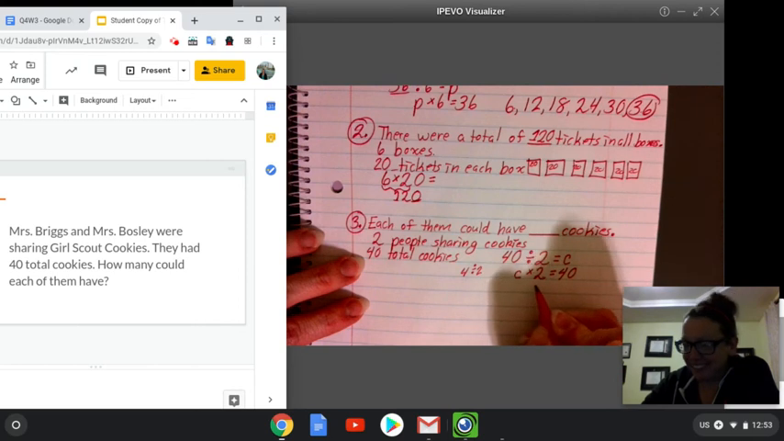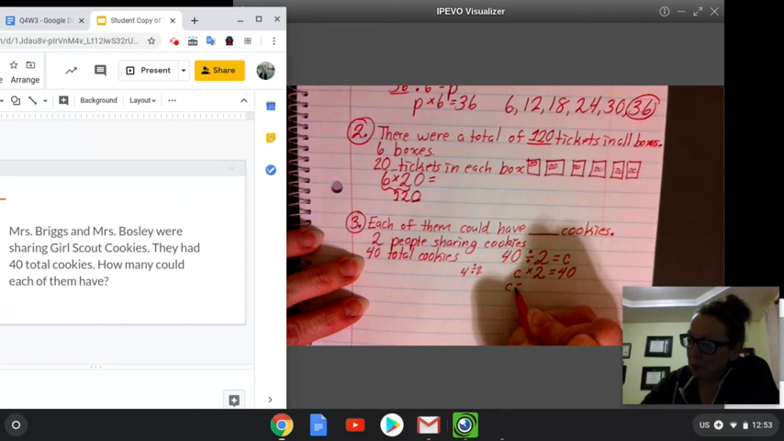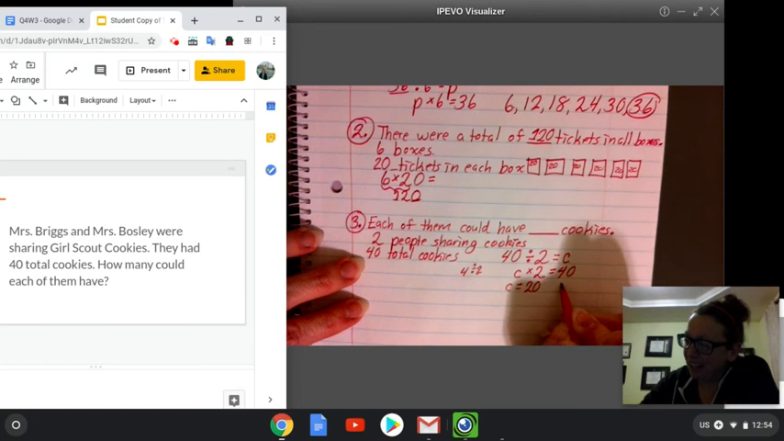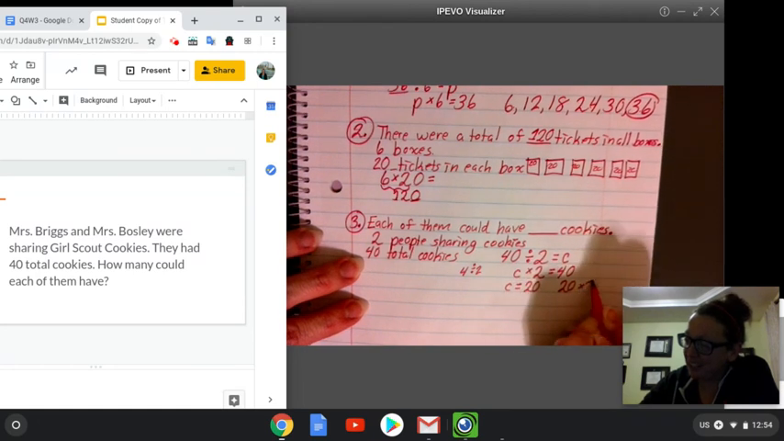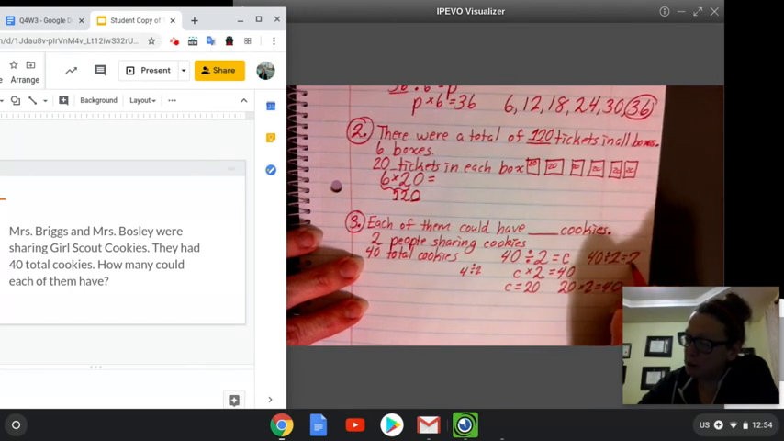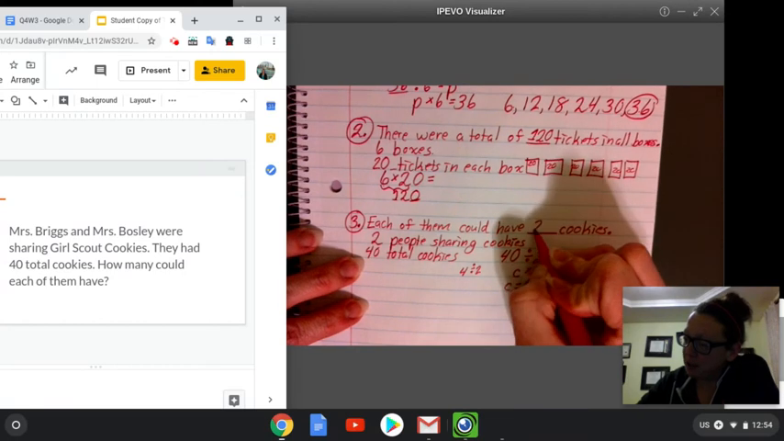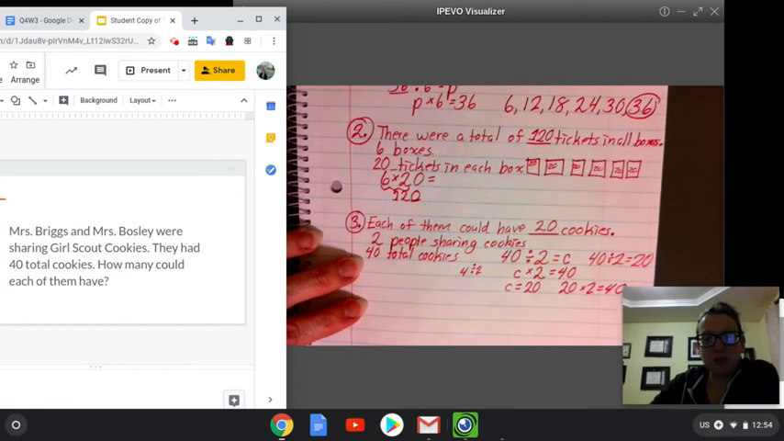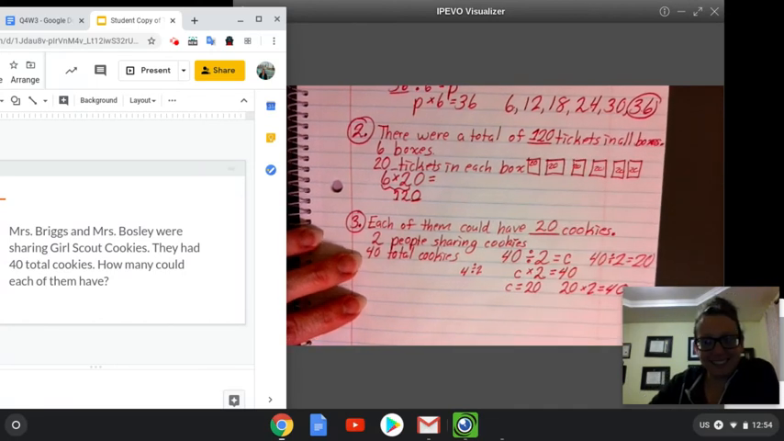So, very good. So C would equal 20, because 20 times 2 equals 40. 40 divided by 2 equals 20. So each of them could have 20 cookies.